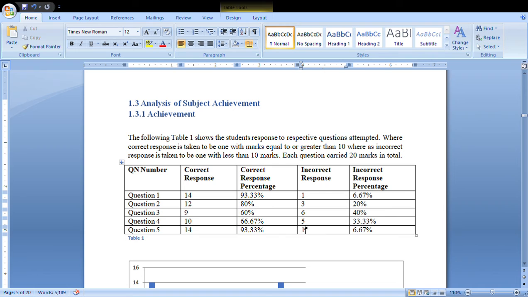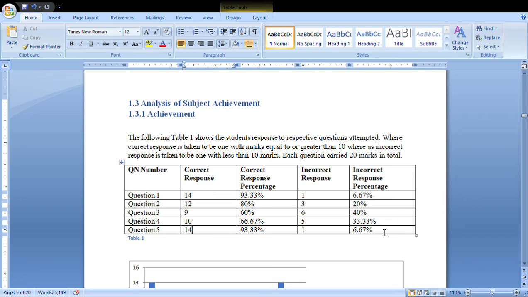So having this is the same as the question 1. So the data for question 1 will be basically the same as the data for question 5. So whereby you will have 14 divided by 15 and then times 100, and that will give you 93.33% recurring, as well as when you take 100% minus 93.33% recurring, you will have 6.667 recurring as your incorrect response.